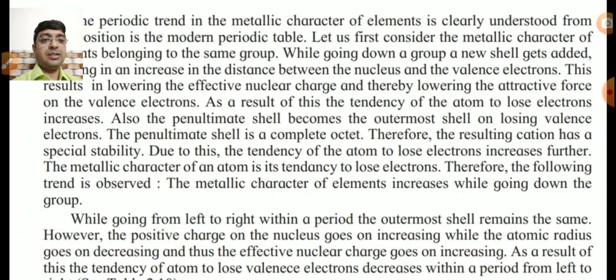The metallic character of an atom is its tendency to lose electron. Underline this sentence. Therefore, the following trend is observed. Which trend is observed? Underline the next sentence. Metallic character of elements increases while going down the group. Atomic size increases down the group, and that's why metallic character also increases. You remember this.